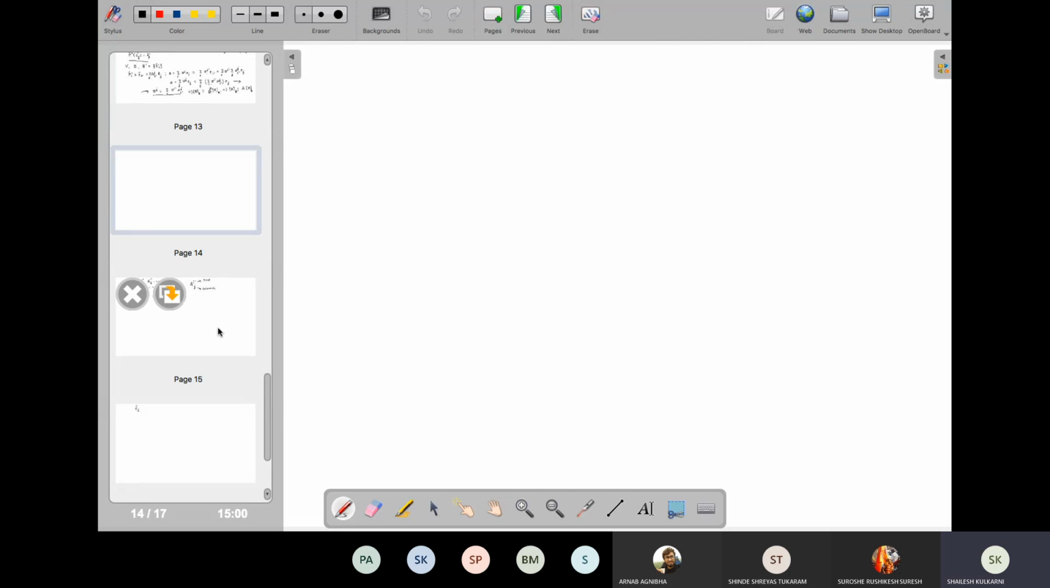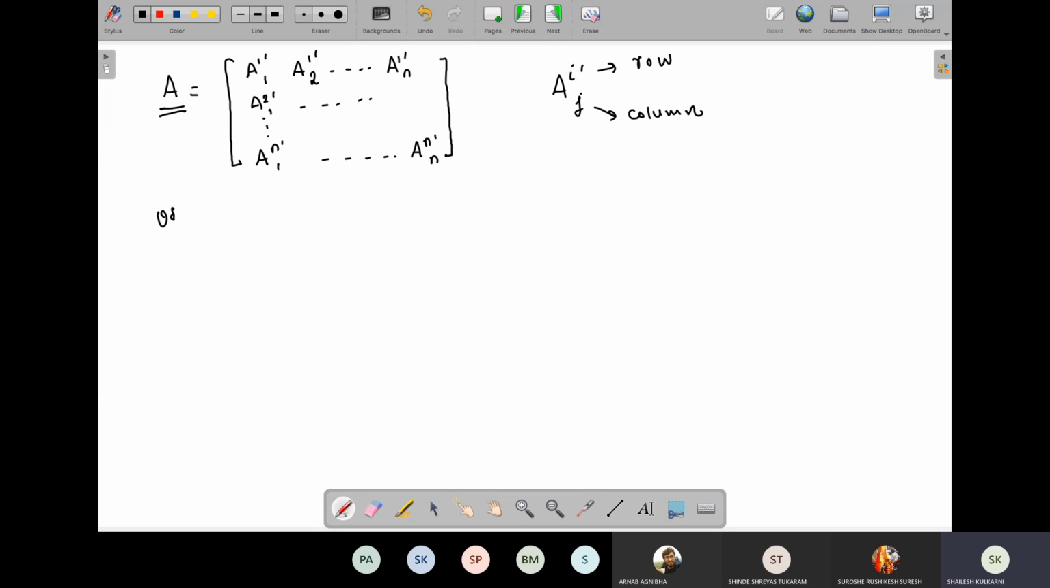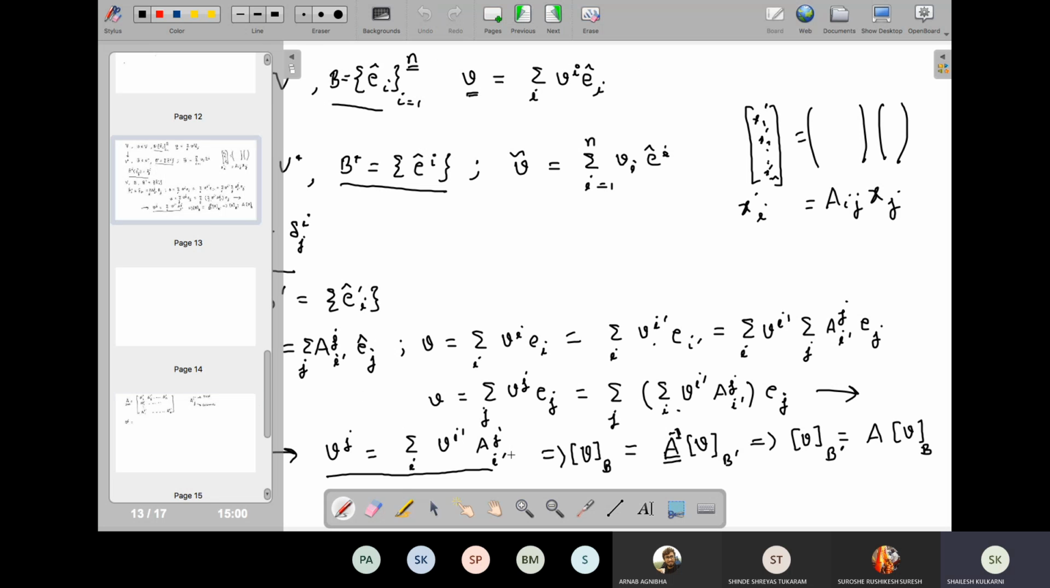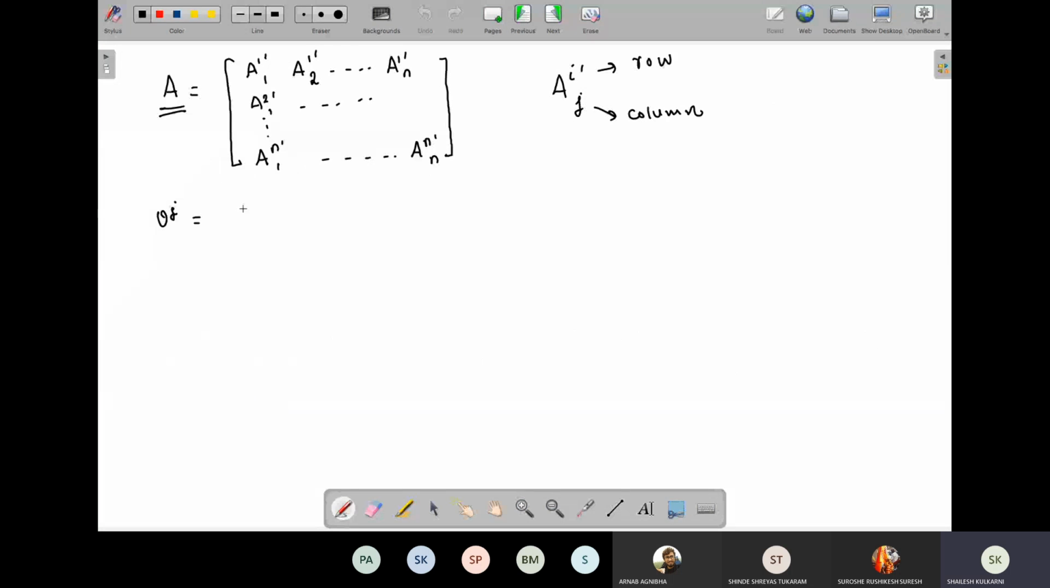So let me write the previous equation. v_j equal to summation over i of v_i prime a_j i prime. Fine. To get this, I need to multiply by the inverse. I will write this v_i prime here instead. There is no difference because these are just numbers. I can write this here.